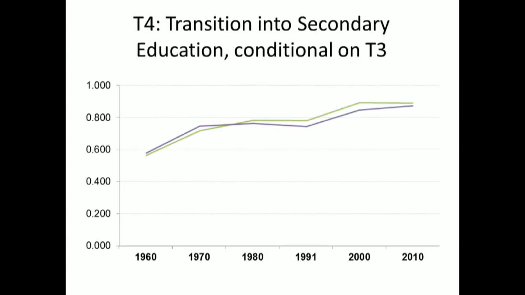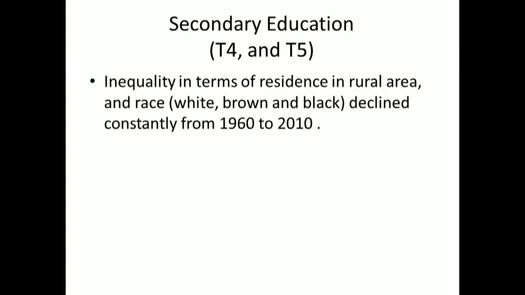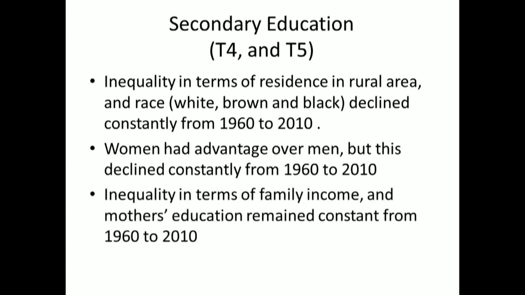For secondary education, we have these transitions, entering secondary education and completing secondary education. And here, there is more constancy than change. Inequality in terms of residence in the rural area and race declined along the period, and women had an advantage over men again, but inequality in terms of family income and mother's education remained constant across the period. I mean, people with mothers with more years of education and families with higher income had the same advantage in 1960 and in 2010 to enter and complete secondary education. So the inequality of opportunity remained constant across the period.